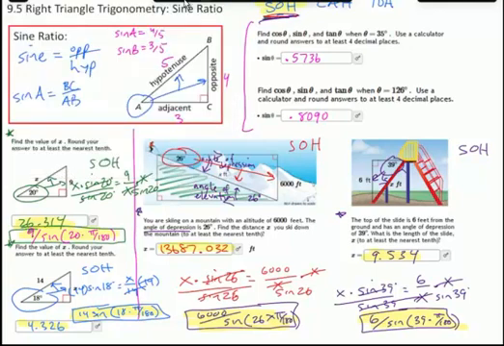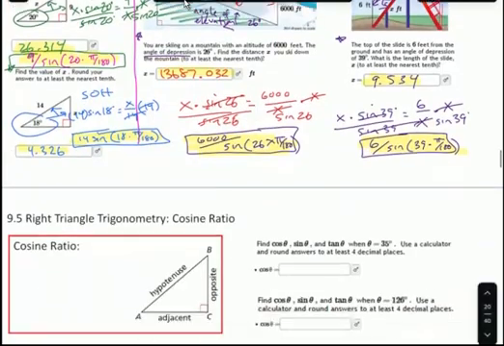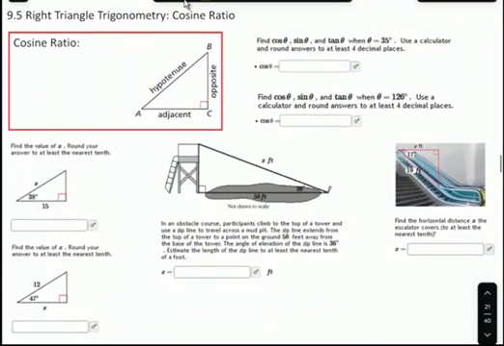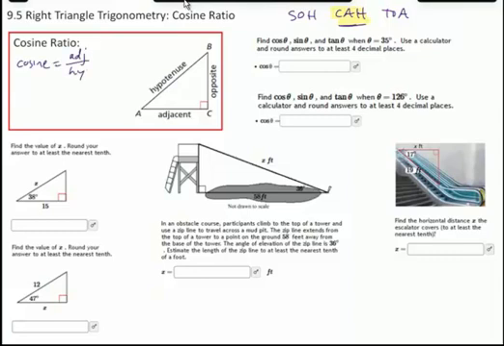All right, so that's sine and tangent. The last remaining trig ratio that we're going to look at is cosine. And once again, if you look at SOHCAHTOA, cosine is adjacent over hypotenuse, A and H. So your cosine ratio is going to equal adjacent over hypotenuse.